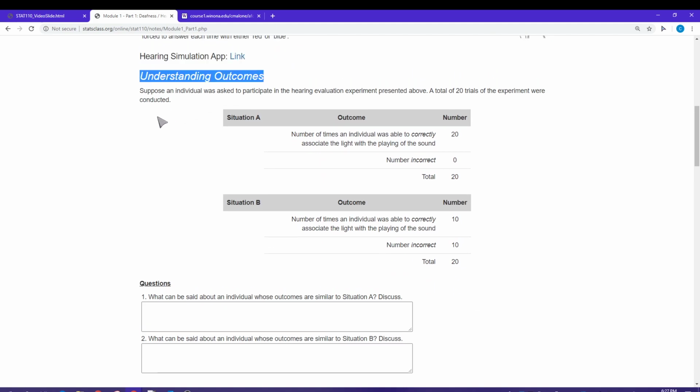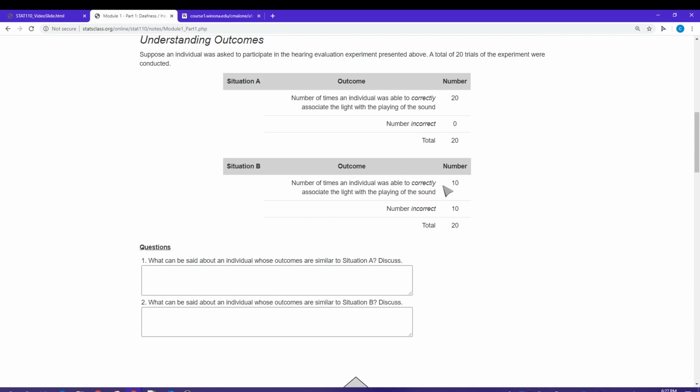Understanding the outcomes. Suppose an individual was asked to participate in the hearing evaluation experiment that we did just now, and a total number of 20 trials were done. Situation A here, number of times an individual was able to correctly associate the light with the playing of the sound, is where that individual got all of those correct and none of them incorrect. Situation B is where the individual got half of them correct and half of them incorrect.